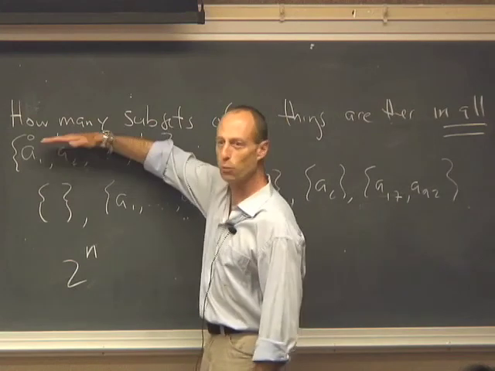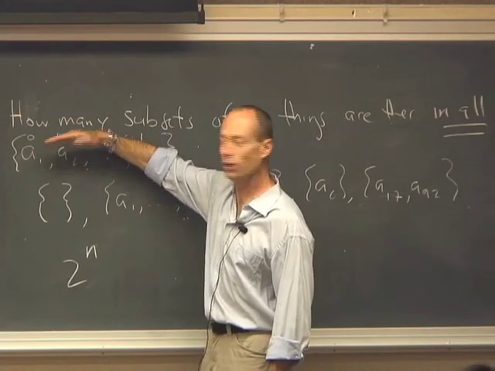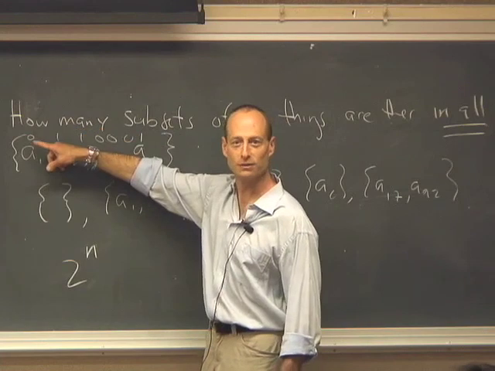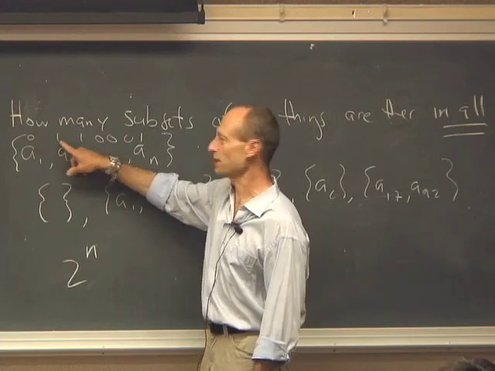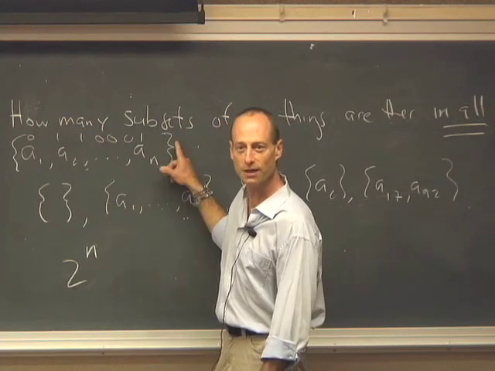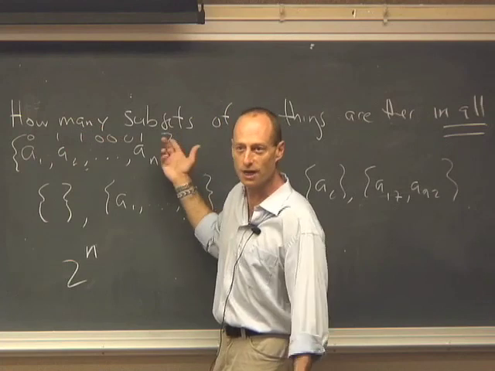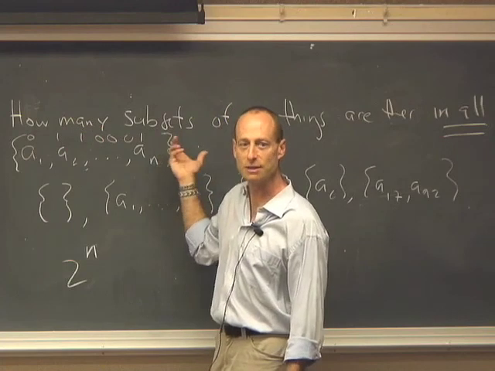Well, how many strings like that are there? Well, you have 2 choices for each bit. The first one can be a 0 or 1, the second one can be a 0 or 1, the third can be a 0 or 1, on to the nth can be a 0 or a 1. So there's 2 to the n possibilities. Same reasoning.